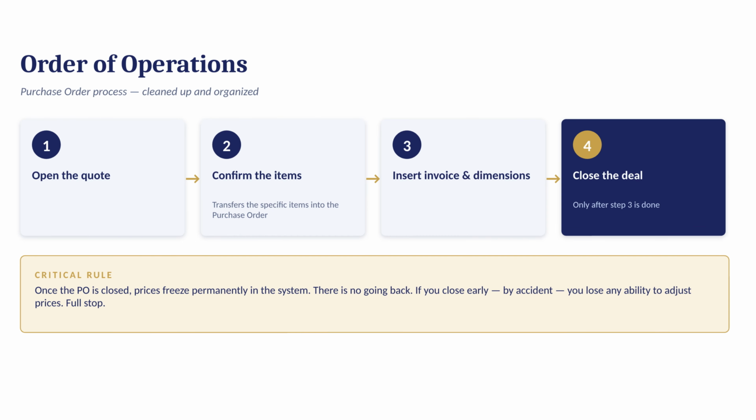This was the process cleaned up and organized. Order of operations. Open the quote, and after long negotiation, when you are 100% sure about each and every price, and you confirm them in written form with the client, only then you pass to confirmation of the items. This transfers the specific items into the purchase order, insert invoice and dimensions. Close the deal. Critical rule.